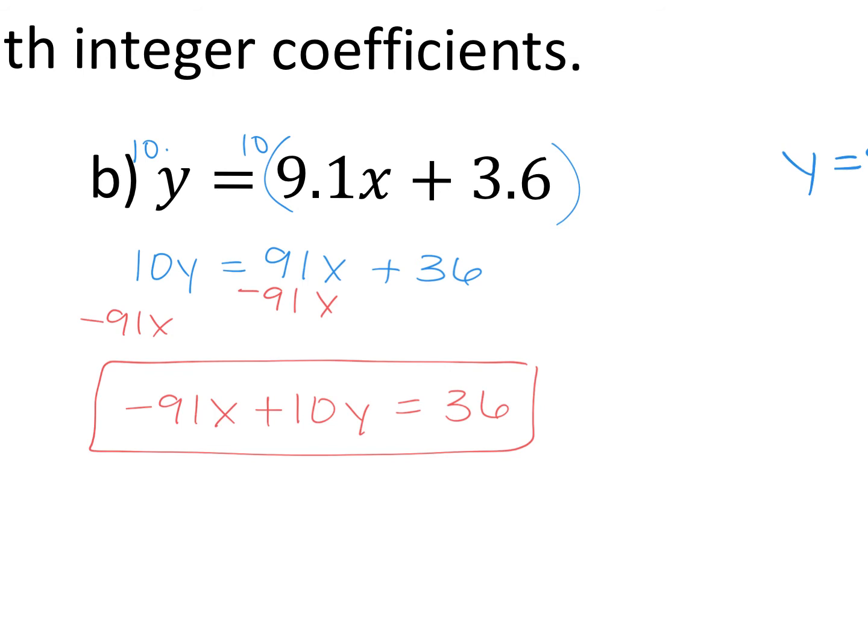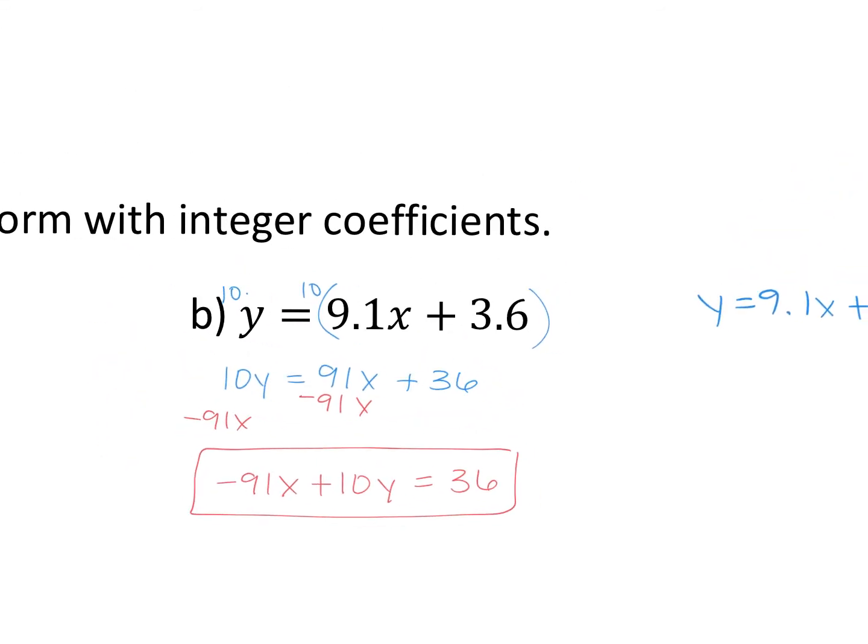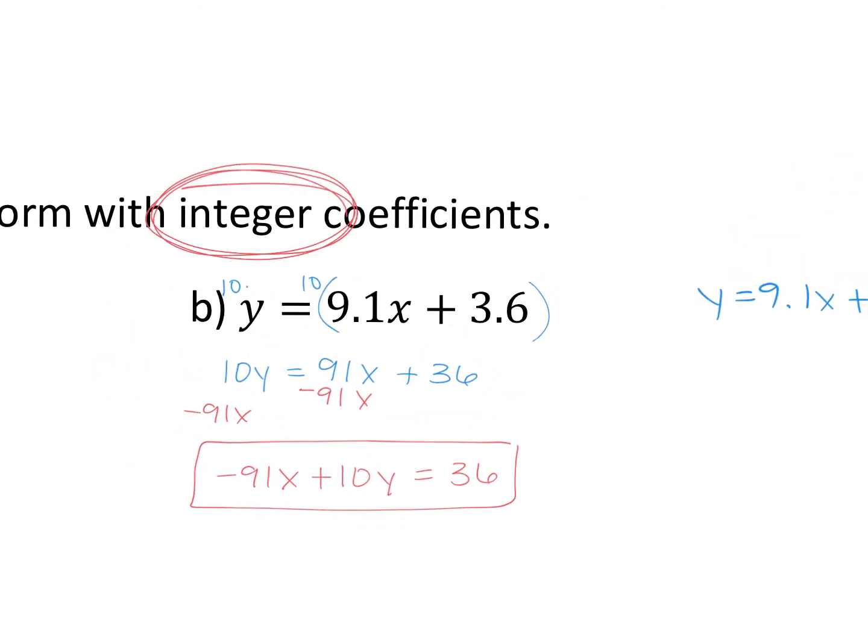No more decimals. So just super important, you guys, you have integer coefficients. What's an integer? A negative or positive whole number, right? No decimals, no fractions.